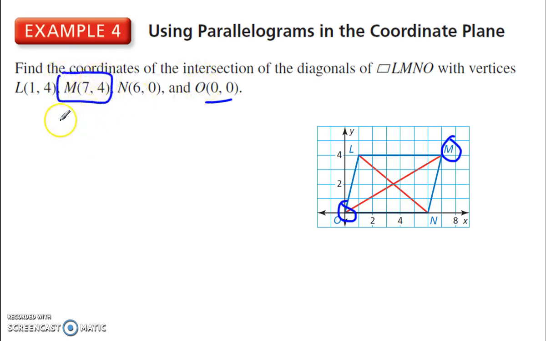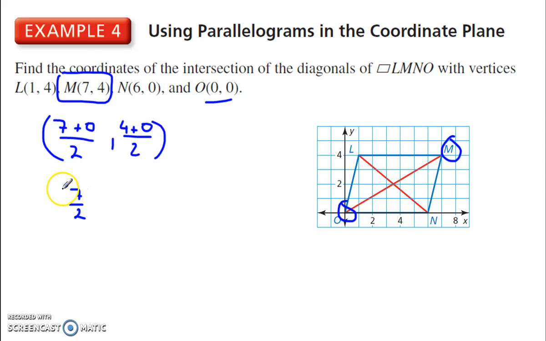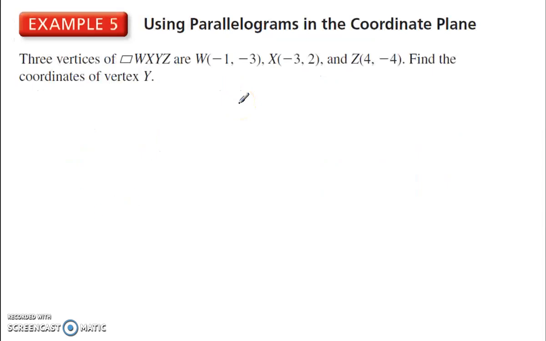Midpoint says I add the x values and divide by 2. 7 plus 0 gives me the x values. And then y values 4 plus 0 divided by 2. And that is my midpoint. Now simplify this. I get 7 over 2, or 3.5, and 4 over 2 is 2. So 3.5 and 2, yep, there it is. Boom. It's that easy, gentlemen and ladies.